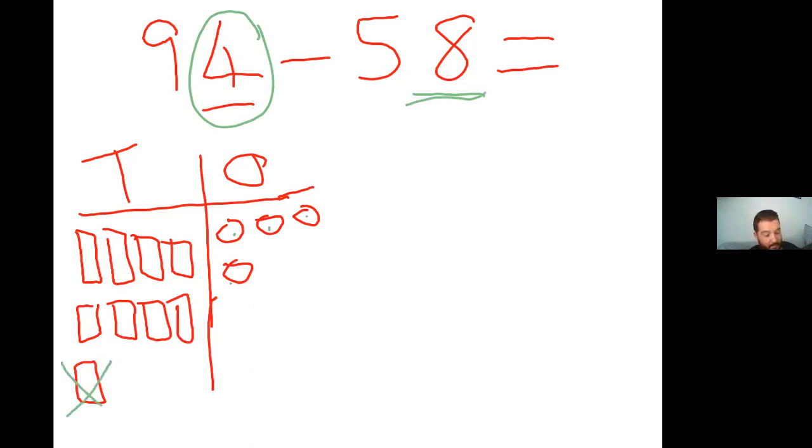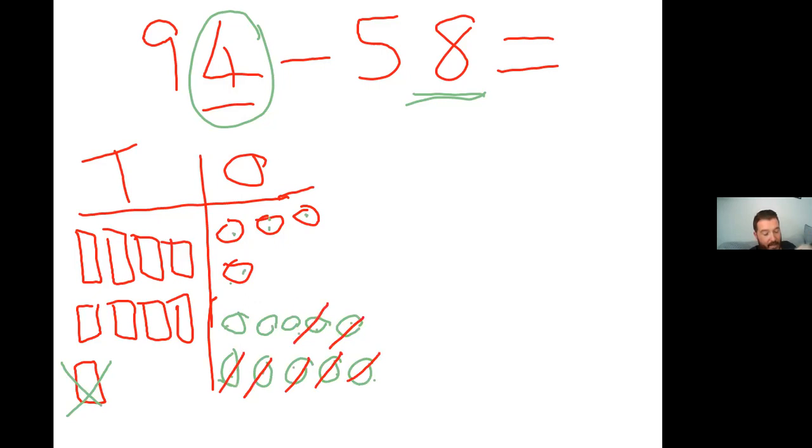There's my 1 10, gone away for 10 ones. 1, 2, 3, 4, 5, 6, 7, 8, 9, 10. Always need to draw those 10 ones there, okay? Now, can I take away 8 from 14? I can. So I'm going to take away my 8 now. 1, 2, 3, 4, 5, 6, 7, 8. Now I've taken away the 8. Now I need to take away the 5 tens, don't I?